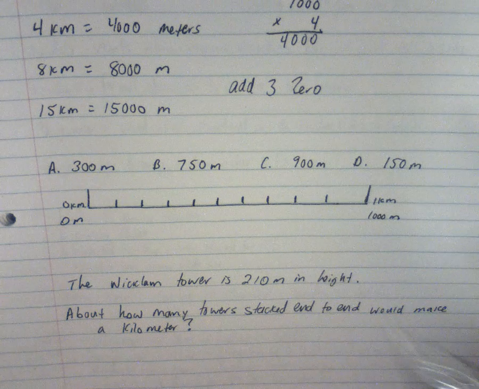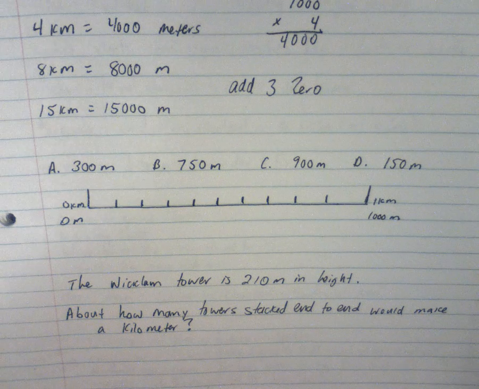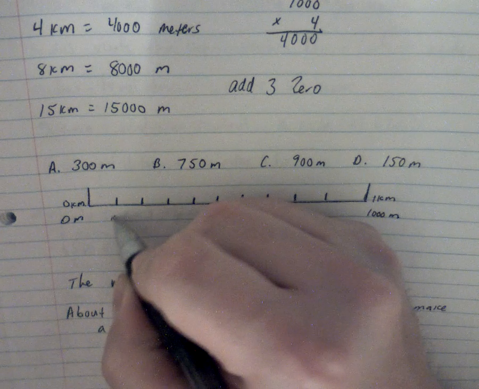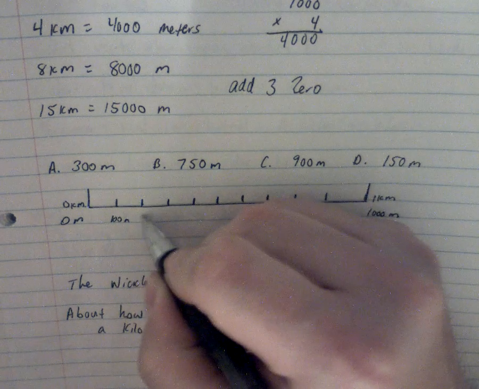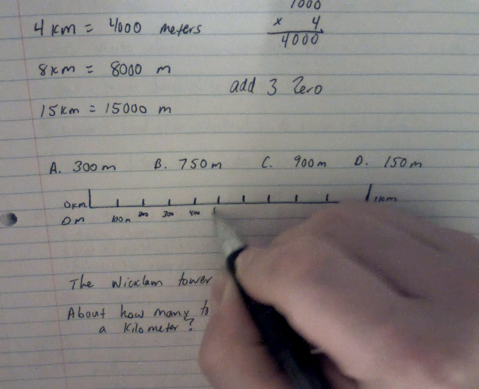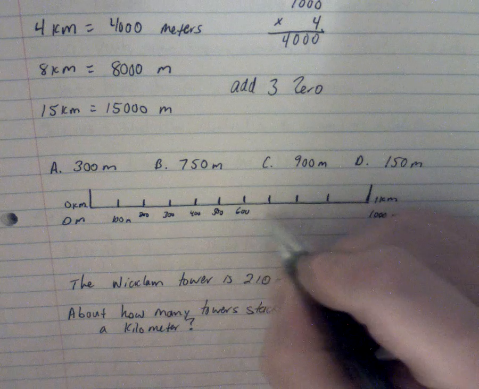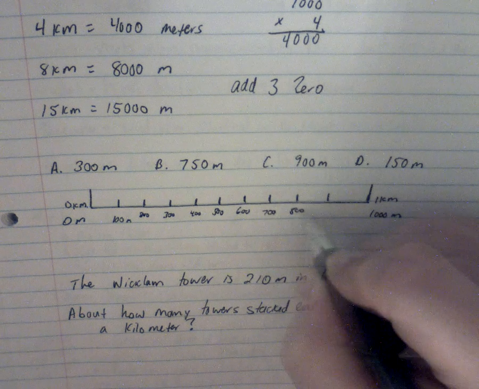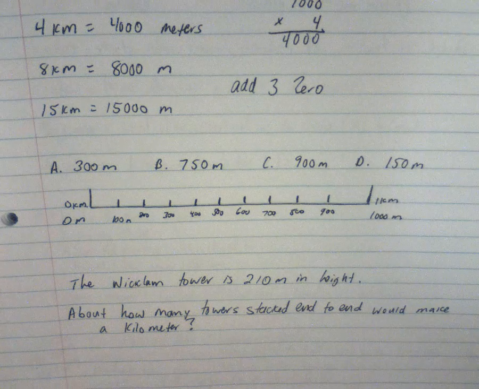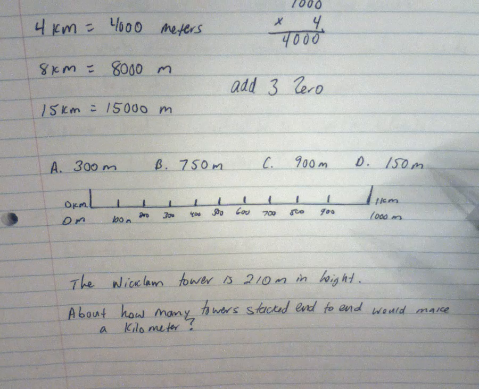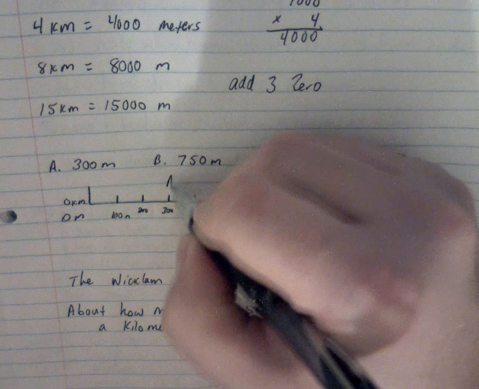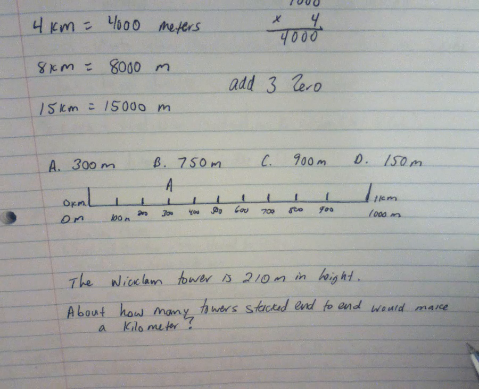So what are we going up by each time? We're not going up by ones, because we're going from 0 to 1,000. So this would be 100 meters, 200, 300, 400, 500, 600, 700, 800, and 900. Okay? So now we can just jot down where 300 meters would line up. Well, 300 meters would line up right there at 300.